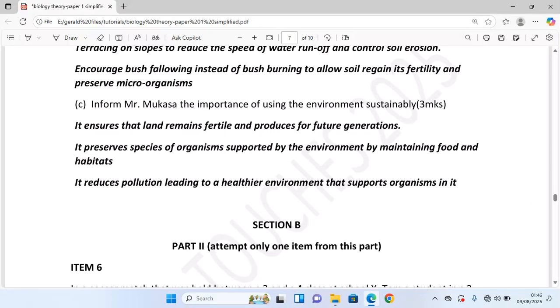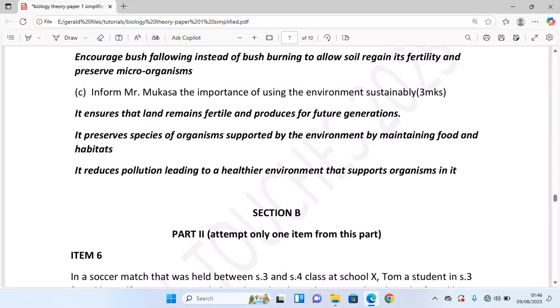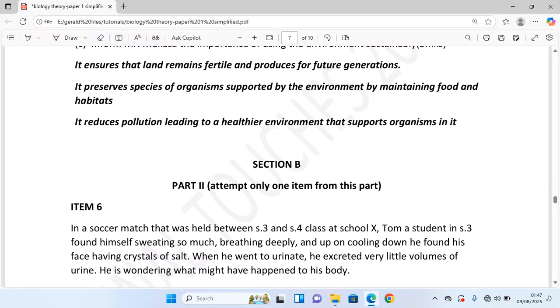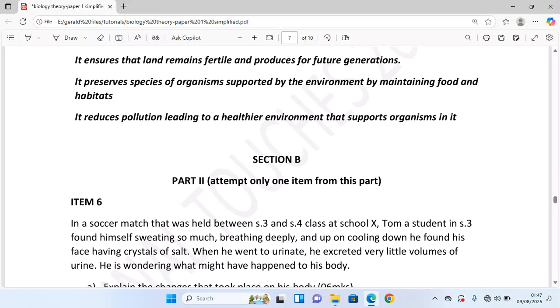Then encourage bush fallowing instead of bush burning to allow soil regain its fertility and preserve microorganisms, because we said that one leads to death of microorganisms. Inform Mr. Mukasa the importance of using the environment sustainably. We talked about them in item 4, all those different importances.